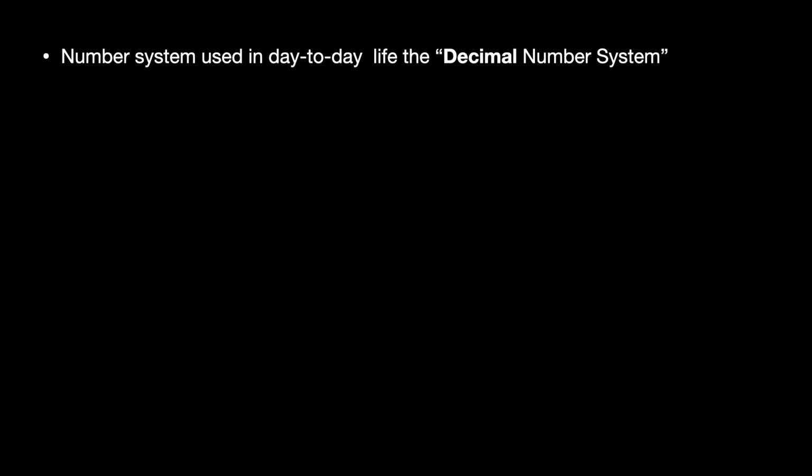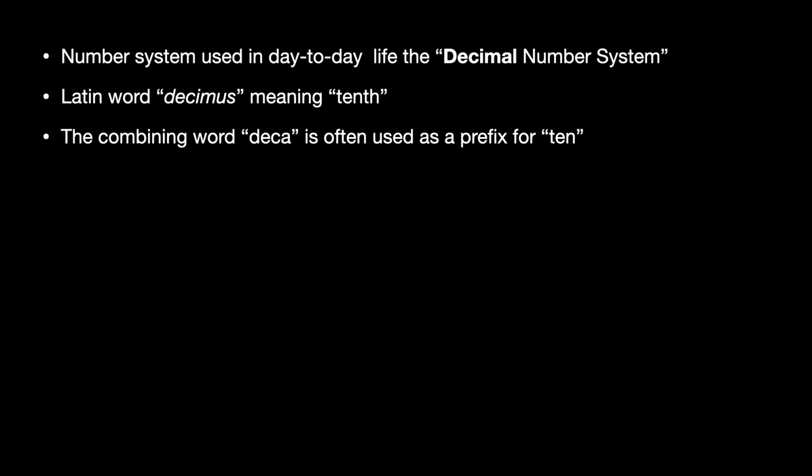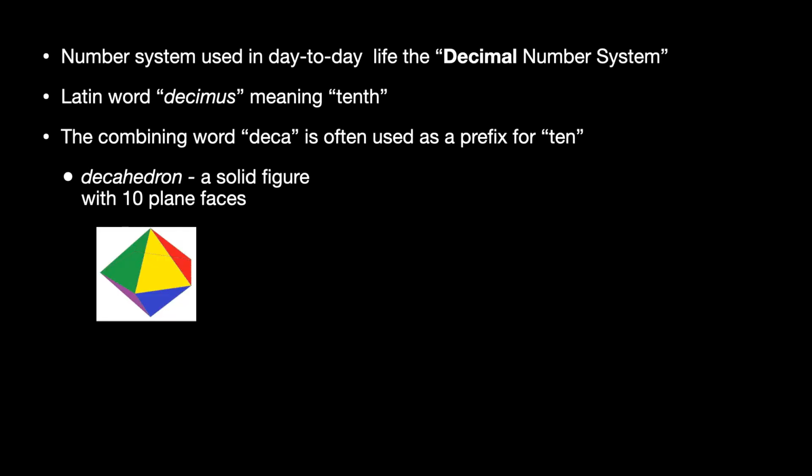The number system used in our day-to-day life is called the decimal number system. The word decimal is derived from the Latin word decimus, meaning tenth. The combining word deca is often used as a prefix for 10. For example, a decahedron is a solid figure with 10 plane faces. A decameter is equal to 10 meter and a decaliter is equal to 10 liter.